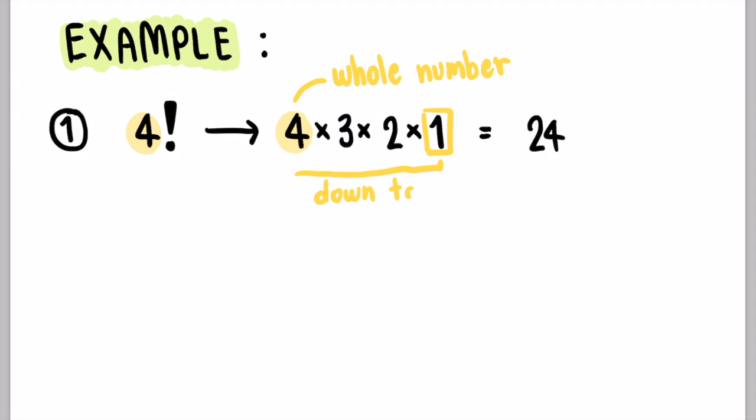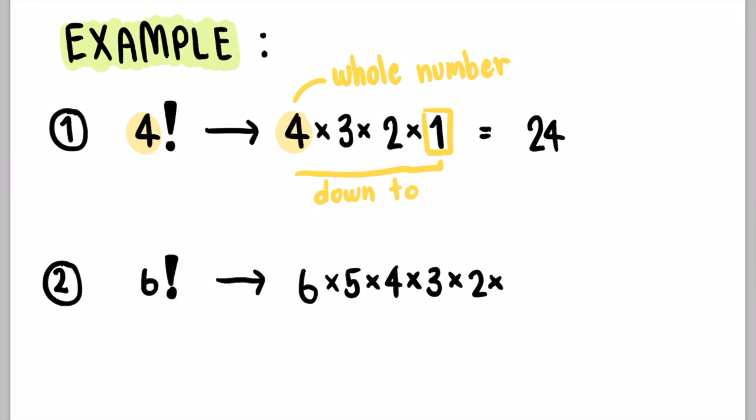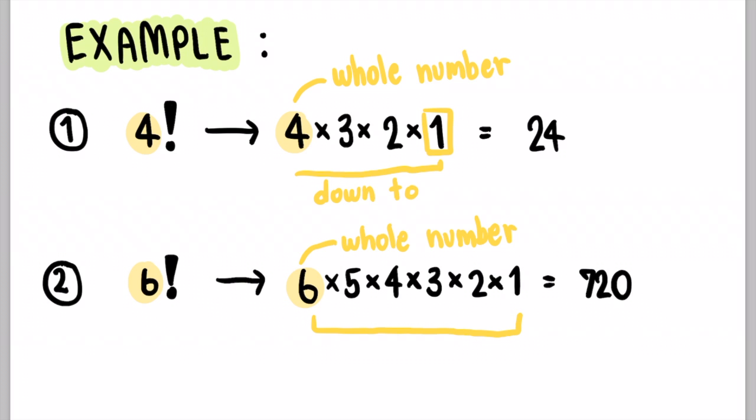Let's do another example, 6 factorial. It is 6 times 5 times 4 times 3 times 2 times 1 equals 720. 6 is a whole number, which is 6, and it can be multiplied down to 1.